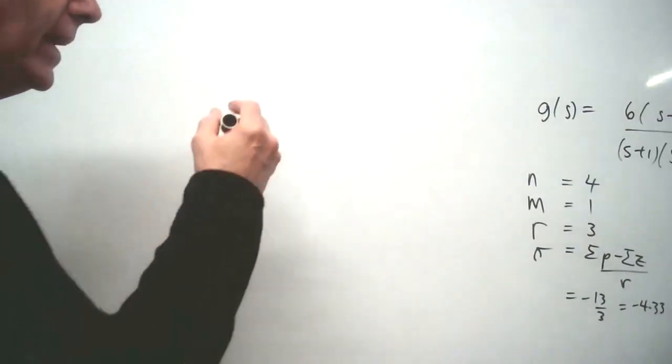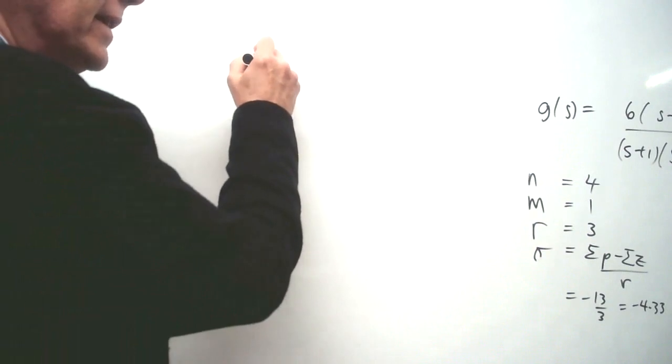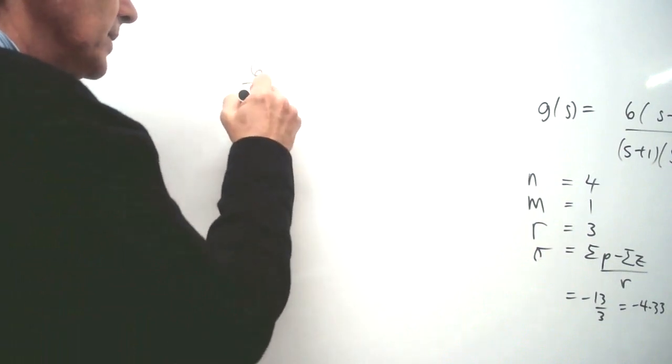Let's see how we've done this in MATLAB. The transfer function was, say, 6 over s plus 1.